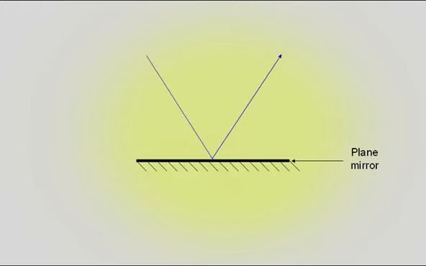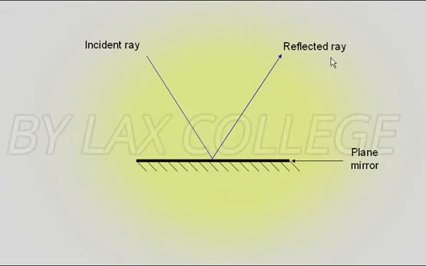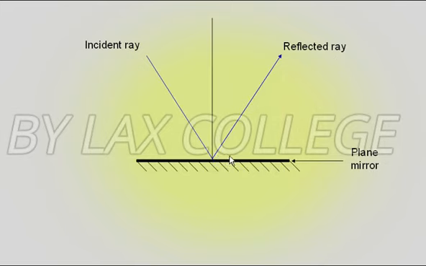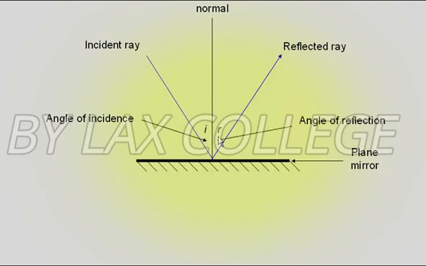We call the ray coming in the incident ray and the ray leaving the reflected ray. To show the angles, we place a line at 90 degrees to the plane mirror, which we call the normal. This angle here we then call the angle of incidence, I, and this is the angle of reflection.